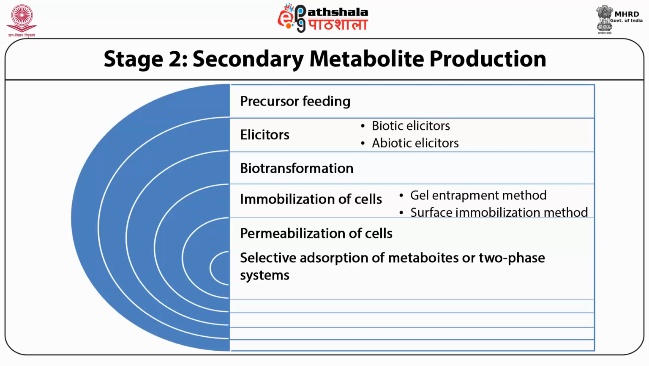Coming on to the next parameter, which is selective adsorption of metabolites. It has been observed that the secondary metabolites produced in cell cultures should be removed quickly. Otherwise, it would lead to processes like feedback inhibition, enzymatic or non-enzymatic degradation of the product in the medium, or volatility of the compounds produced. So it is very important to develop a separation technique that can concentrate the desired product.